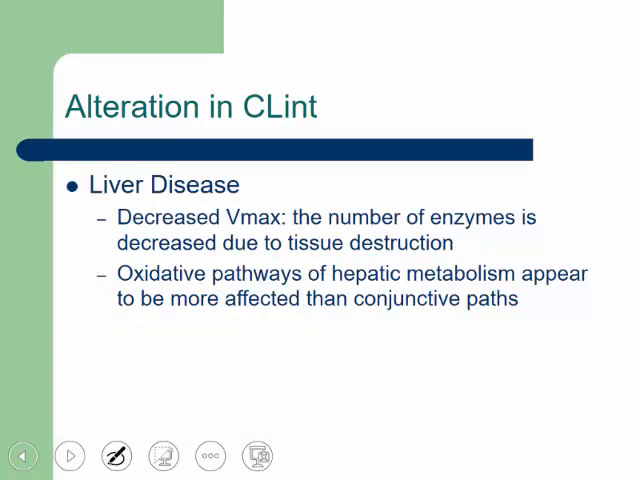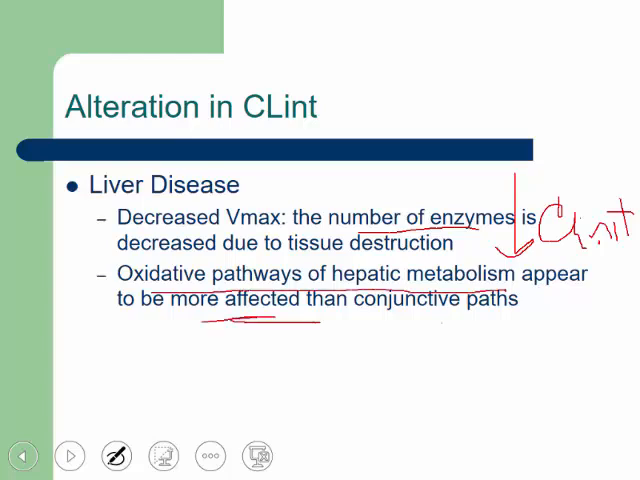The other way you can have changes in enzyme activity in the liver is with liver disease. Obviously, if you have serious liver disease, the number of enzymes is going to be decreased due to tissue destruction. So you're going to see a decrease in your intrinsic clearance, aren't you? Oxidative pathways of hepatic metabolism appear to be more affected than conjugative pathways. So that's going to be your CYP system and any of your type 1 metabolism routes.